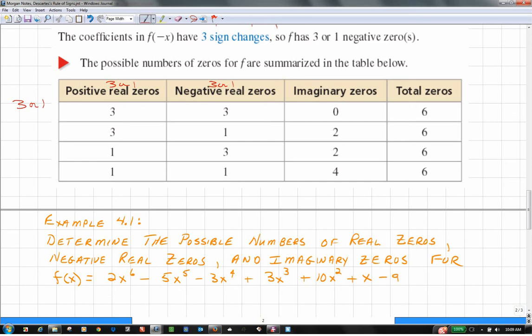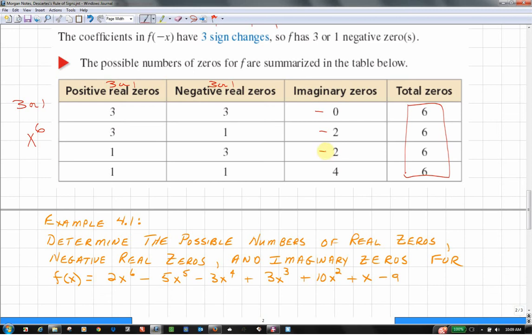And I know that my number of total zeros, because this was an x to the 6th, has to be equal to 6 in all cases. So by adding these together, I can figure out the number of imaginary zeros. If it was the case where I had 3 positive and 3 negative, I couldn't have any imaginary zeros. If I had 3 positive and 1 negative, I'd have 2 imaginary zeros. 1 positive, 3 negative, and I'd have 2, and so on and so forth. Do you see how that table's made?